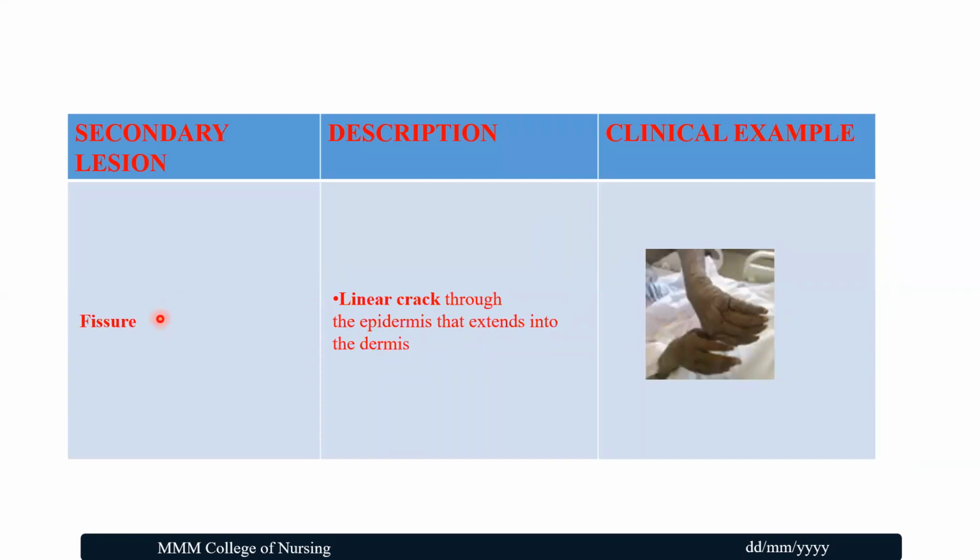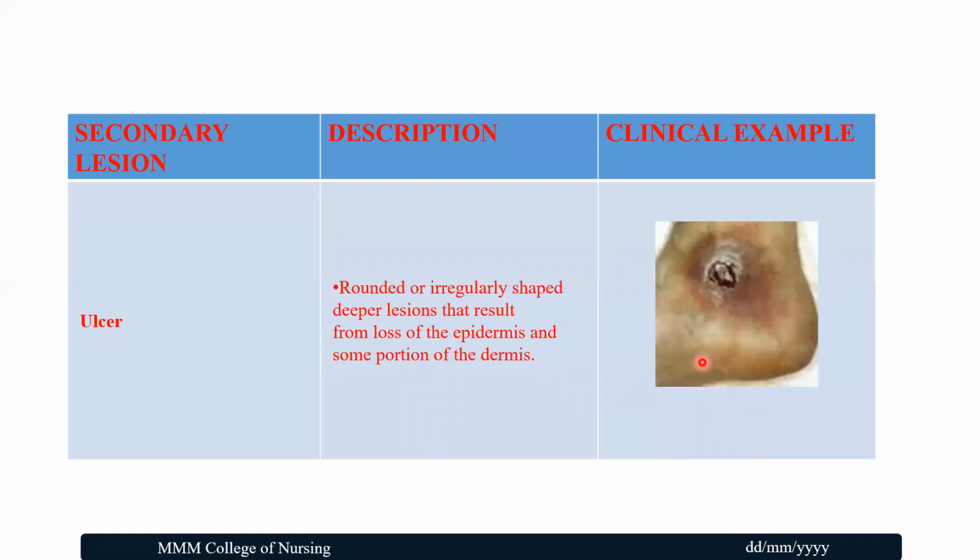Next is a fissure. Fissure is nothing but a linear crack through the epidermis that extends into the dermis. As you see here, these are the linear cracks. So this extends into the dermis layer through the epidermal layer.